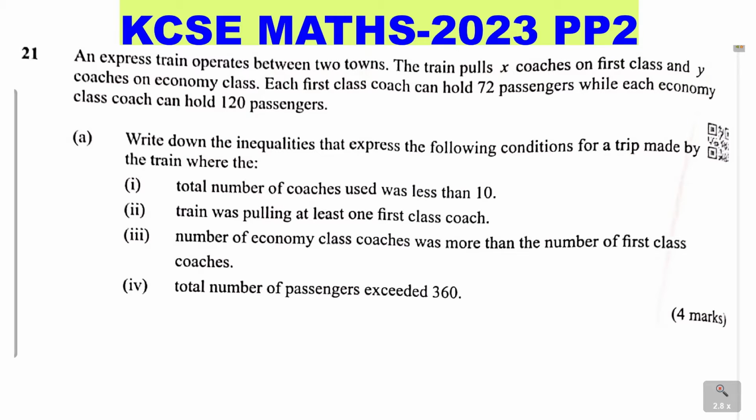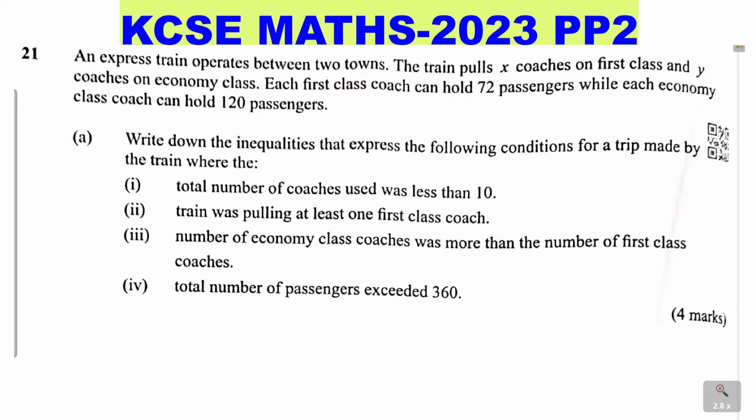A. Write down the inequalities that express the following conditions for a trip made by the train where: 1. Total number of coaches used was less than 10. 2. Train was pulling at least one first class coach. 3. The number of economy class coaches was more than the number of first class coaches. Then 4. Total number of passengers exceeded 360. Let's go to the first one.